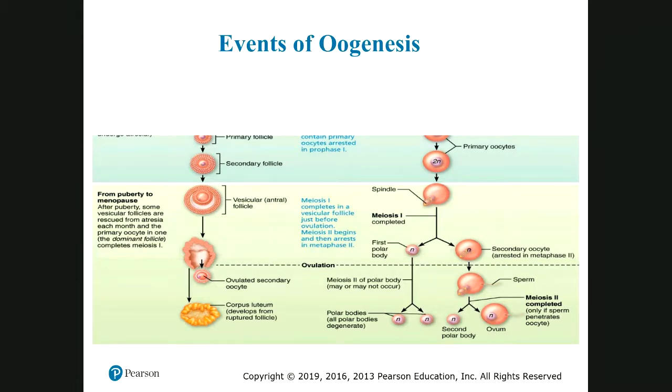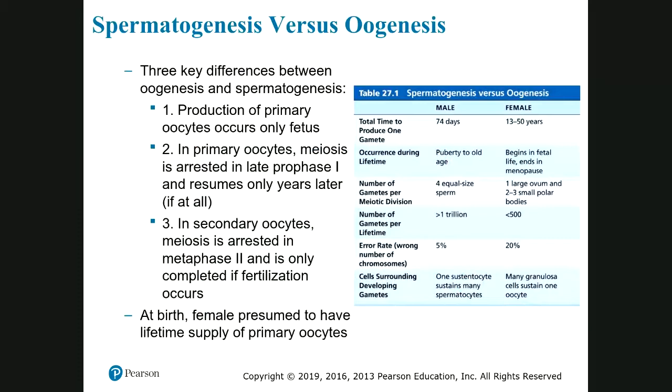So there are quite a few differences between spermatogenesis versus oogenesis. In the male, the total time to produce one gamete is about 74 days. For the females, it goes from puberty until menopause, which is usually between 13 and 50 years. In the male, it happens from puberty to old age. He will continue producing unless some problem like ablation of the prostate happens, otherwise he will produce sperm all his lifetime. In the females, it begins in fetal life and ends at menopause. The number of gametes by meiosis is four equal-sized sperm, and in females one large ovum and two to three smaller polar bodies.